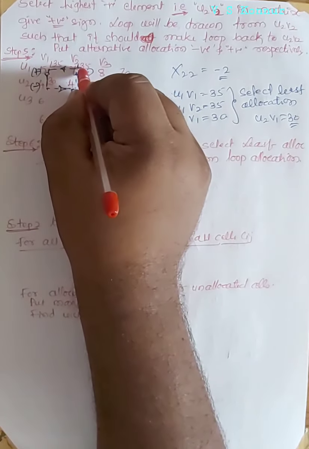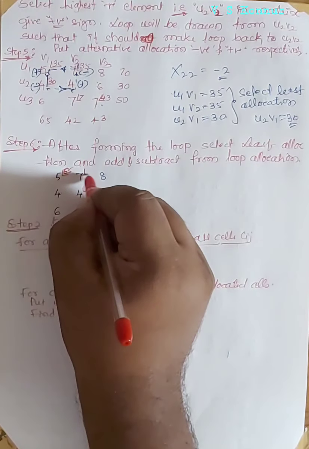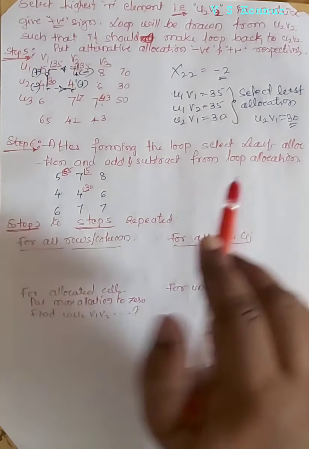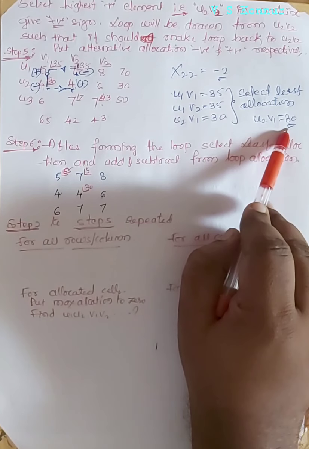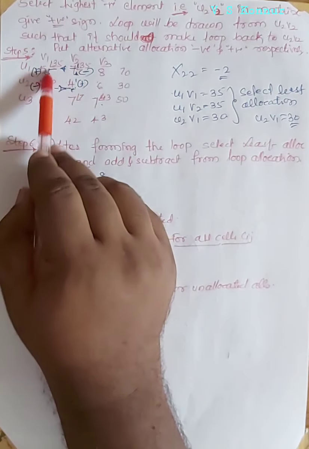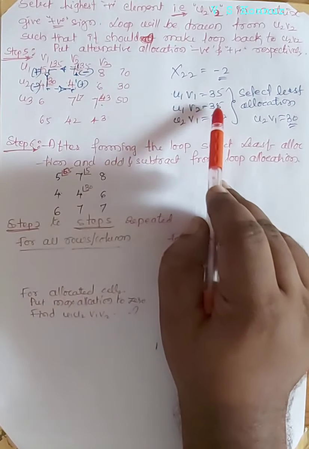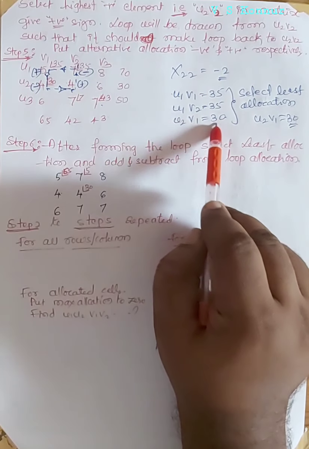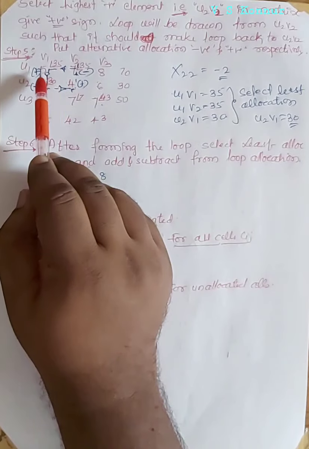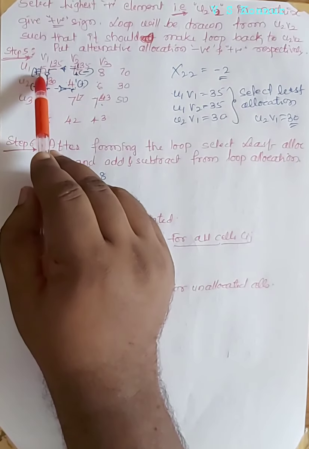For 7 it is minus 35 minus 30, it is 5. Is this clear? 30 we have selected as a minimum allocation from these three. Wherever the loop is drawn, three allocations are there: 35, 35, 30. From that we have to select the least allocation, 30. 30 will be subtracted wherever minus is there, and added wherever plus is there.